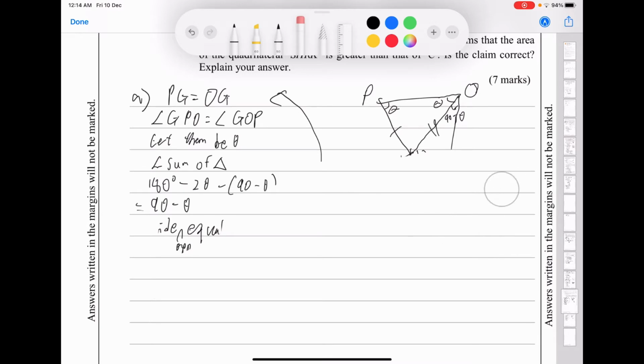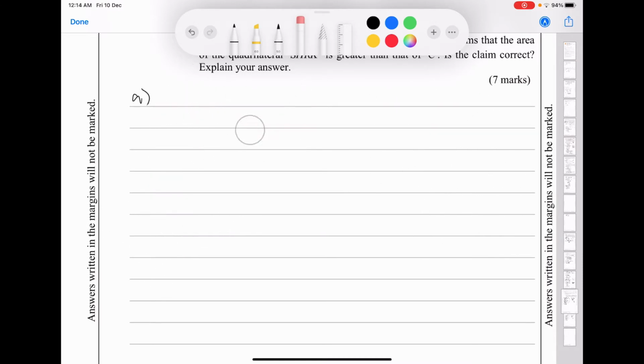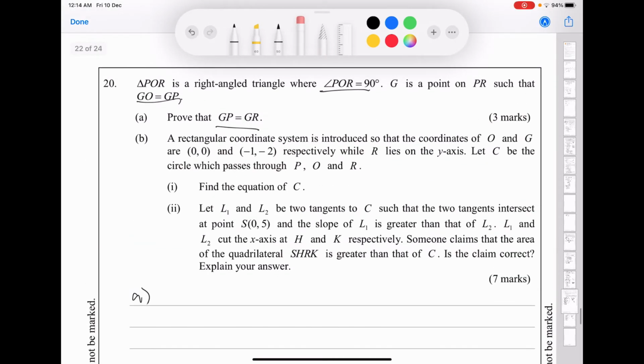We continue to part B. So, a rectangular coordinate system is introduced so that the coordinates of O and G are (0, 0) and (-1, -2) respectively. While R lies on the y-axis, let C be the circle which passes through P, O, and R. Find the equation of C.